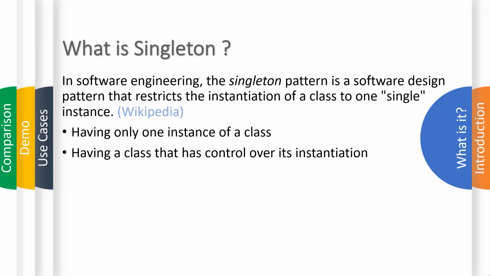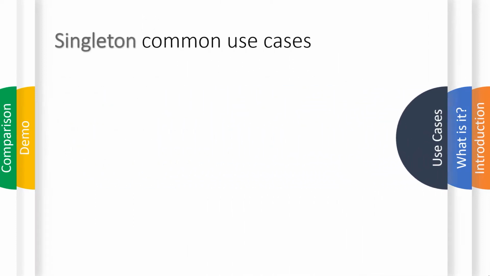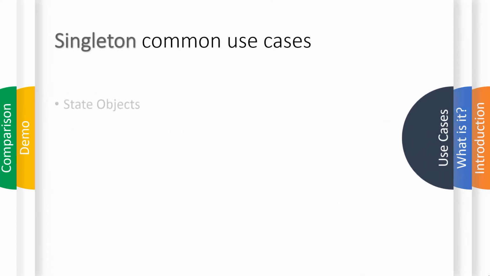So what are the use cases of having only one instance of a class? The first one and the most important one is having state objects which hold specific information about the application, or they hold state of the application or some part of the application. Because we never can have two states of the same system at a single point in time. There are two other use cases, but they are not as common as the first one.